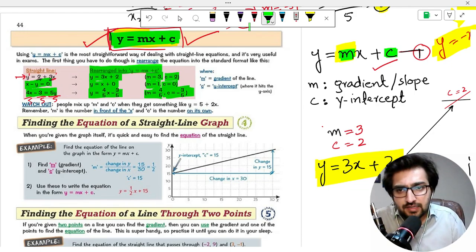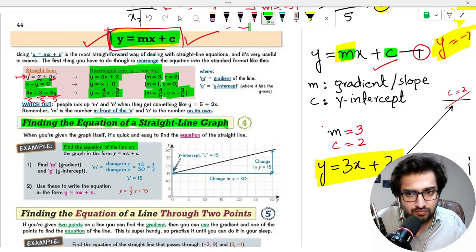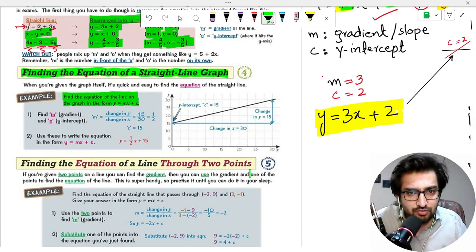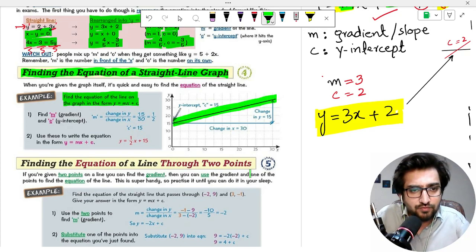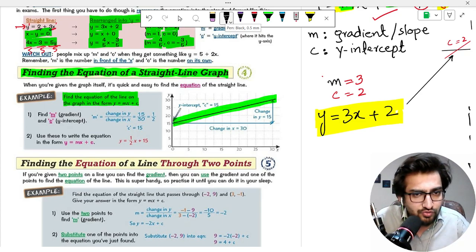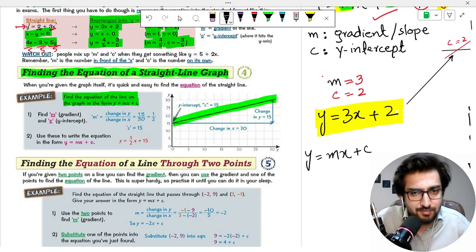Now let's see this one, finding the equation of a straight line graph. Let's see that example. It says find the equation of a line on a graph in the form of this. If you see here, that graph is given to you. That black line is the line for which we want to find the equation. And I told you, in order to find the equation, we need two things. One is m and another one is c. One is the gradient and another one is the y-intercept.